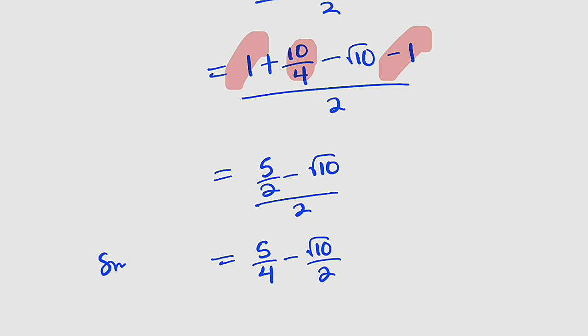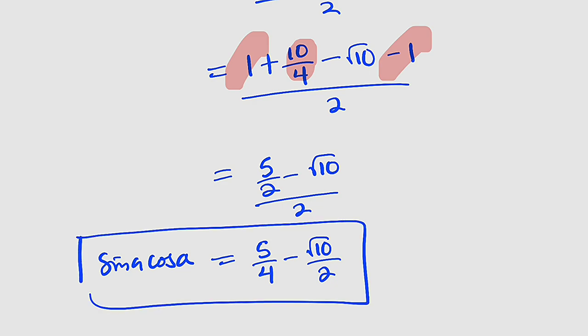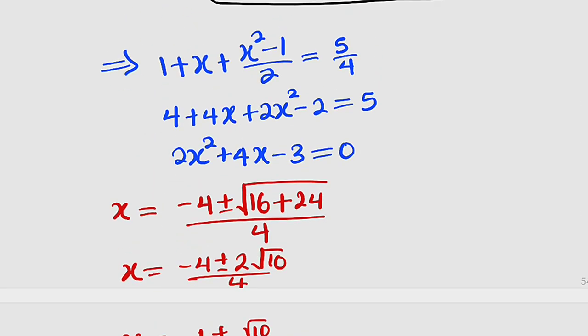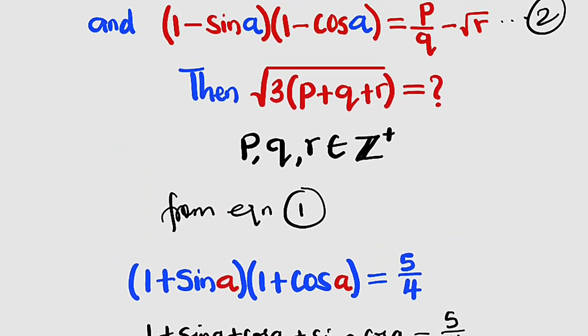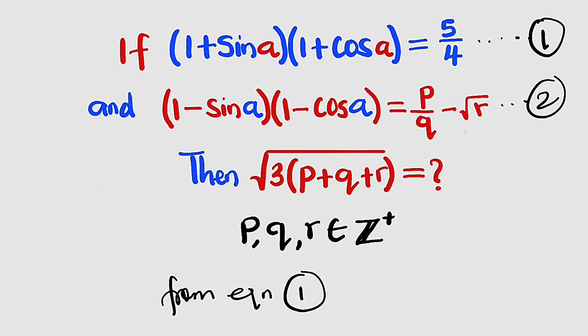This is what? Sine of A, cosine of A. All right, we are almost done. Now we're going to pay attention to the second equation. Remember, that is where we have the unknown variables P, Q, and R. So let me just copy this one.